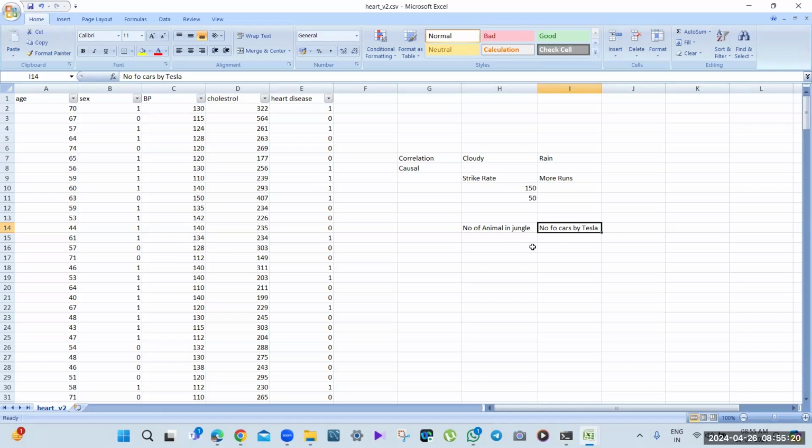Statistics will consider numbers and tests, and if those numbers and tests are aligned in a particular direction, statistics will tell you these two are correlated. But practically, if we look into the situation, we will say that yes, these two are correlated, but there is no causal in this case, because practically the number of animals in a jungle has nothing to do with the number of cars manufactured by Tesla. In any scenario, these two are not linked. So we will tell this is no causal. There is no cause involved between these two. Correlation, fine. This could be correlated, but there is no cause involved.